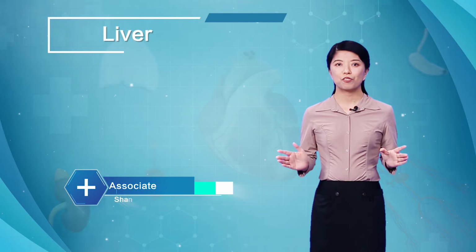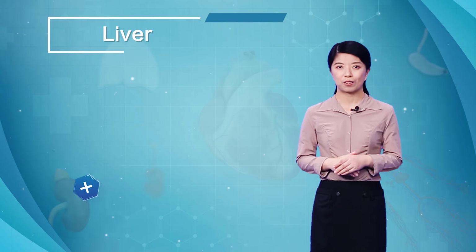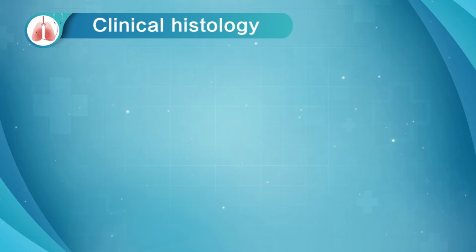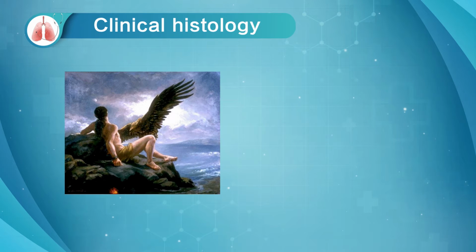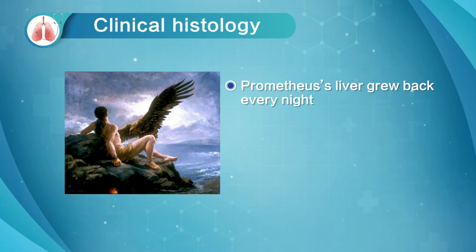Firstly, let's review a well-known Greek story. Because of stealing fire for human beings, Prometheus was chained on the cliff of the Caucasus Mountains by Zeus. Every morning, an eagle was sent to eat his liver. However, his liver grew back at night. It's a myth that the liver could grow overnight.